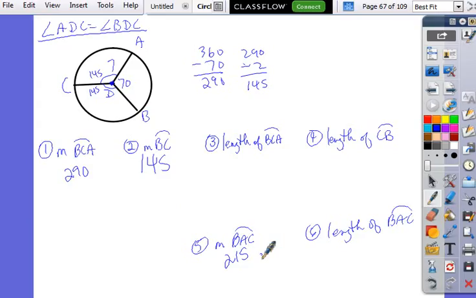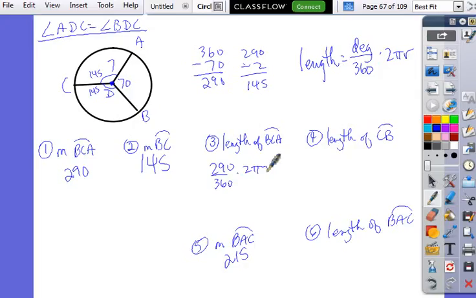The length. How do I do length problems? If it says length problem, that's the degree over 360 times 2 pi r. Again, that's what I'm saying. You've got to know, oh, it said length. That's how I do length problems. So when it says length of BCA, I need the degree for BCA first, which is? 290. So 290 over 360 times 2 pi r. What is r in this problem? 7. The 7.